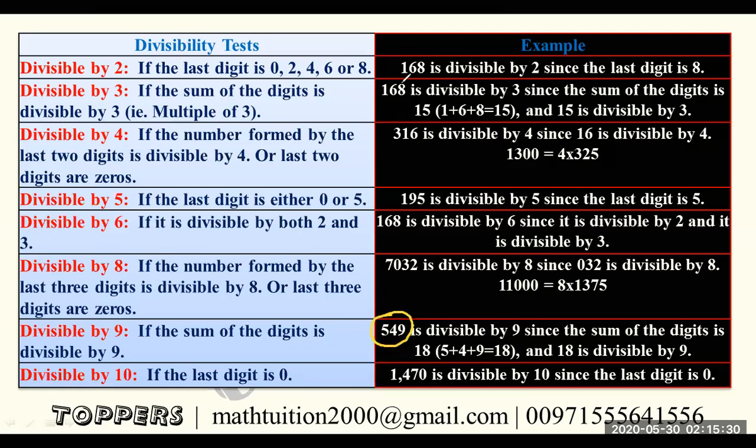Okay, fine. Next, divisibility by 10. If the last digit is 0, then we can say that that number is divisible by 10. Very, very easy. So 1470 is divisible by 10 since the last digit is 0. Okay, now, so 2 to 10 we have done, but 7 is pending, right? Fine.